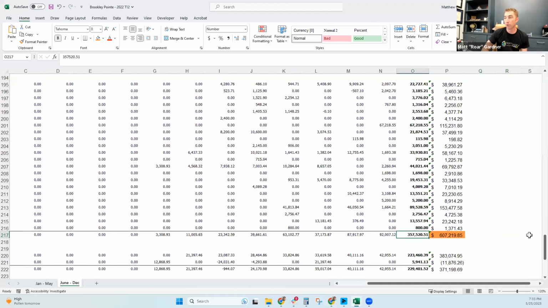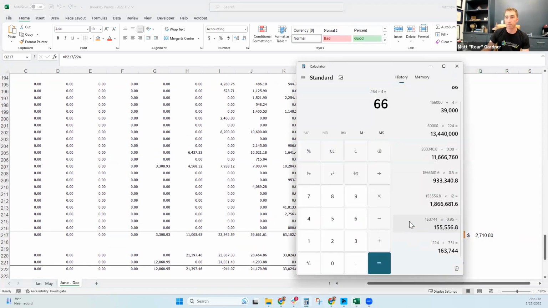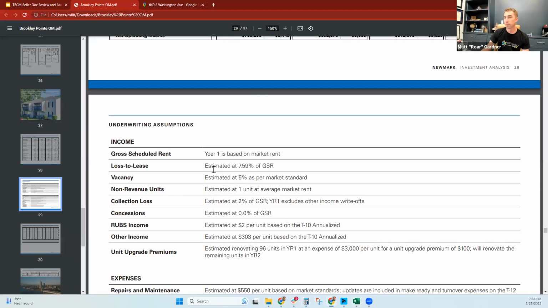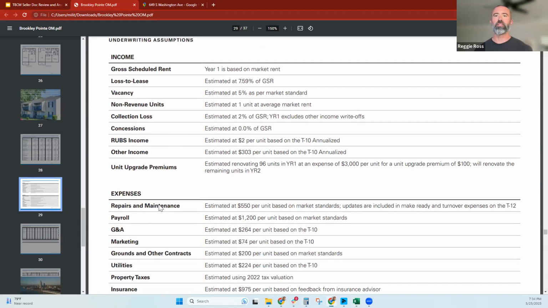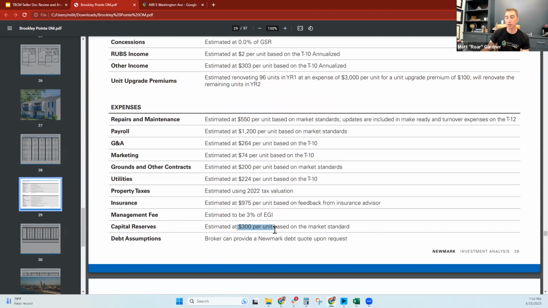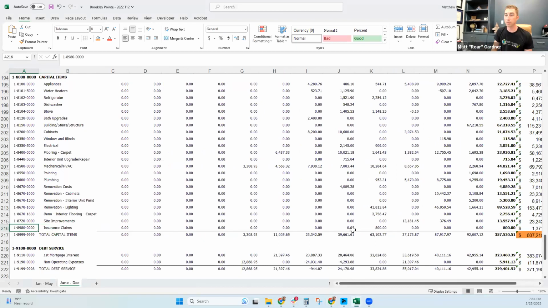So you can see what they are averaging in CapEx per unit per year. This divided by 224, looking at 2,700 per unit per year in CapEx. To give you an idea, versus the OM, I think, was touting $300. Yeah, capital reserves, 300 per unit per year. Whoa, that's a big difference. That may be realistic after you renovate the unit, but you've got to figure out what they have actually been doing versus what they're advertising. There are some big differences there, right?